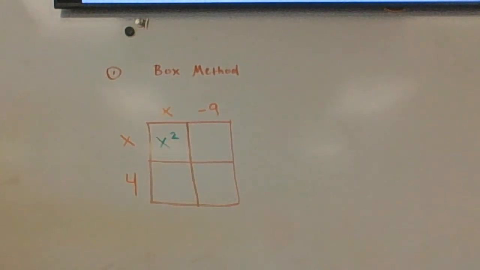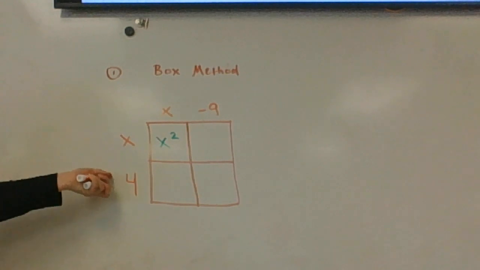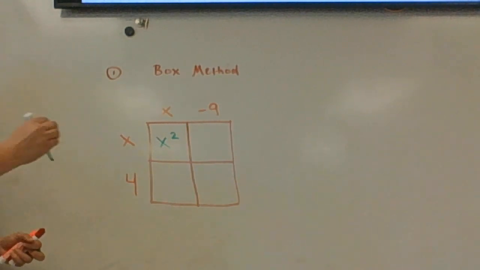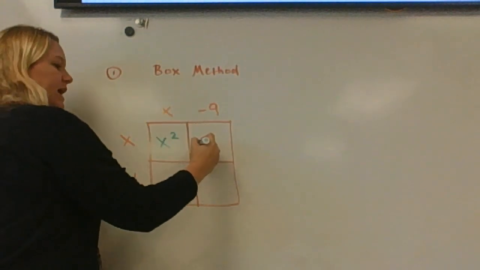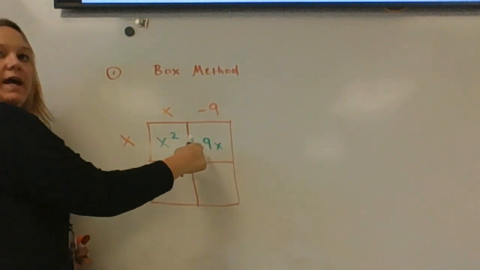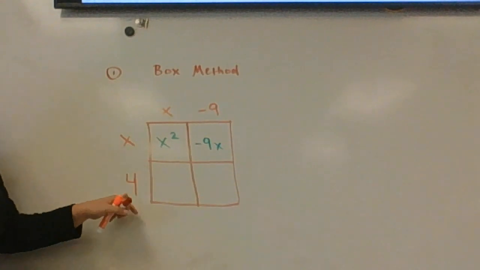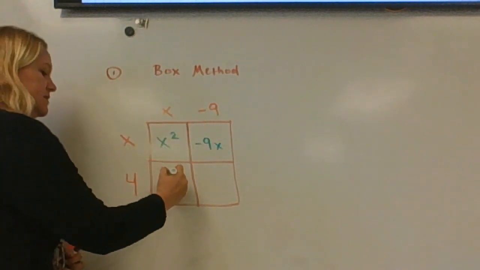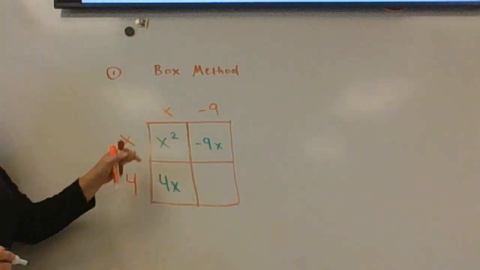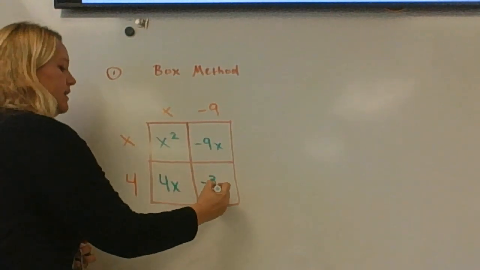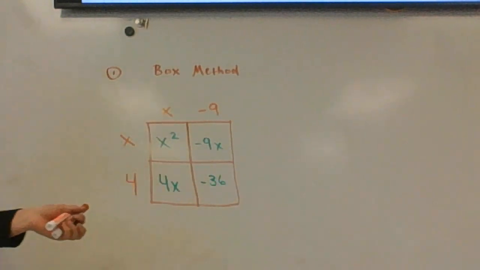Were you here last Thursday? Do you remember this box? Okay. And then I'm going to do x times negative 9. And that's negative 9x. I think that's the one you were asking about, the negative. And then 4 times x. 4x. 4 times negative 9. Negative 36. Who's got a question?